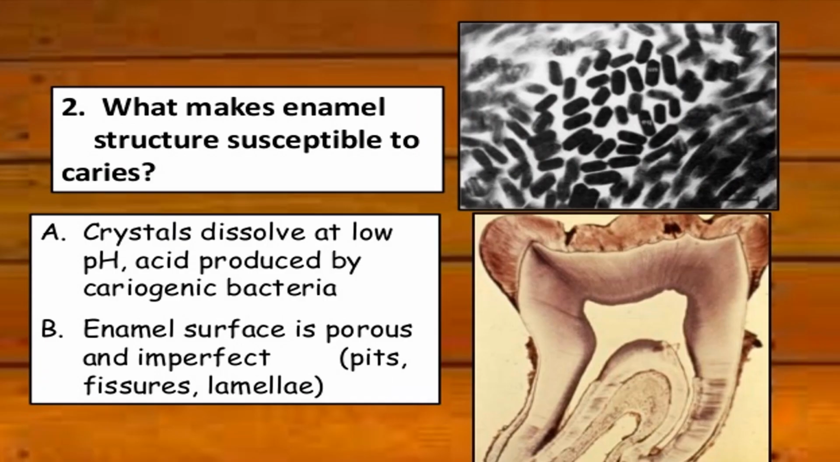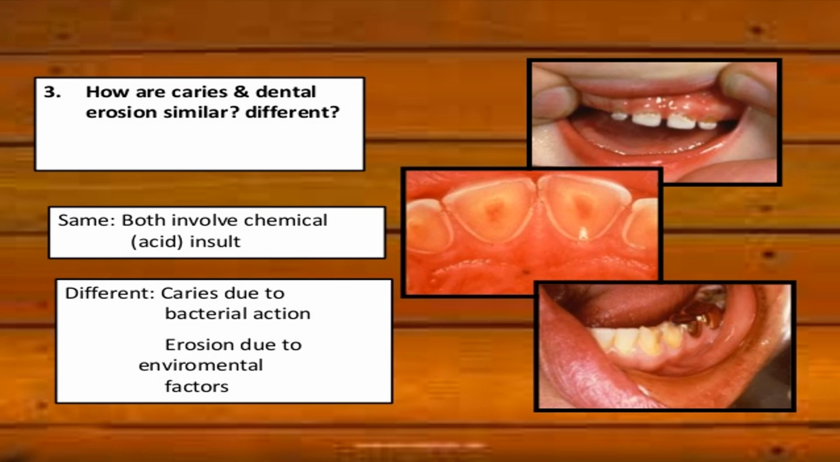What makes enamel structure susceptible to caries? Crystals dissolve at low pH. Acid produced by cariogenic bacteria makes enamel structure susceptible to caries. Enamel surface is porous and imperfect, with pits, fissures and lamellae. How are caries and dental erosion similar or different? Same, both involve chemical insult. Different, caries is due to bacterial action, erosion is due to environmental factors.